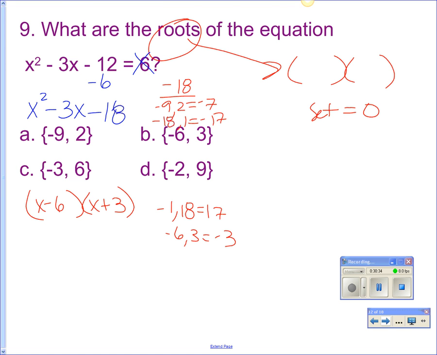All right, Riley M., do I have to do anything more? What do I have to do? I have to set them equal to 0. All right, so x equals what here, guys? +6. What does x equal over here? -3. So what's my answer choice? C. It's got to be +6 and -3.